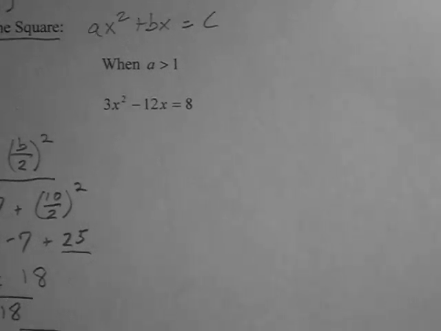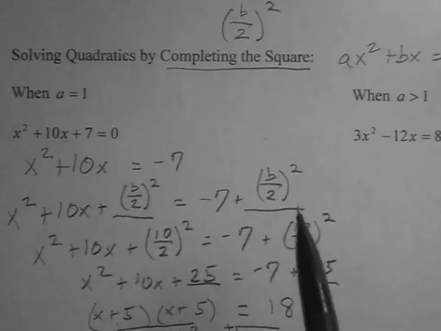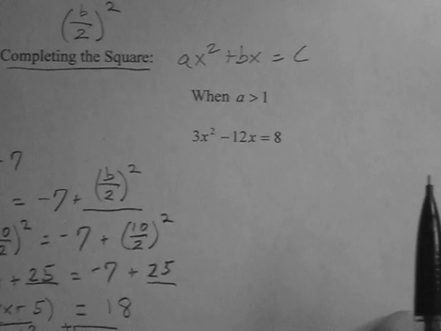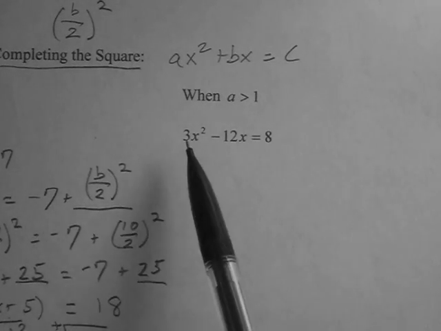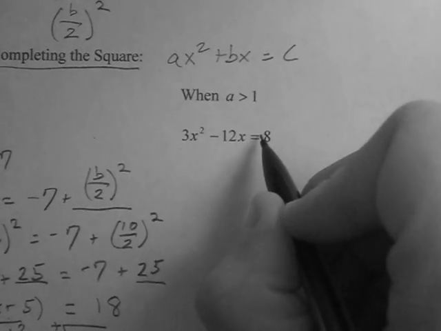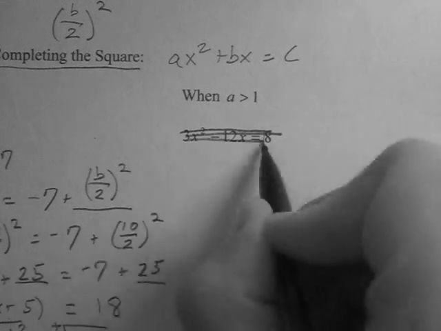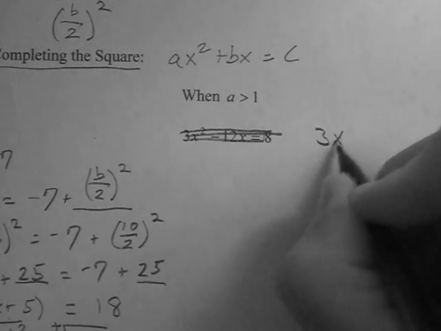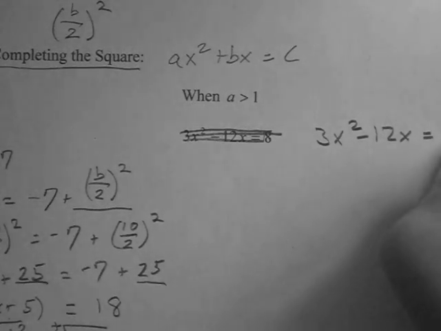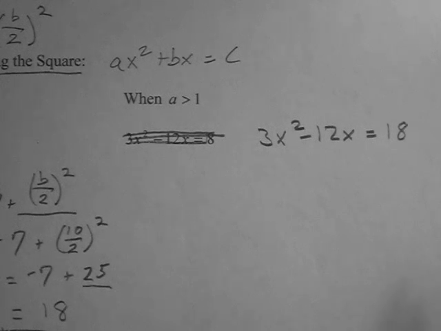For this example, it still is completing the square, and so we're going to do this exact same process. Now I'm not going to show quite as much work for these steps, but you notice that there is a leading term. This is supposed to be 18, so I'm going to rewrite this problem. And it should be 3x squared minus 12x equals 18. That's what we're going to go ahead and do. So just cross that one off.